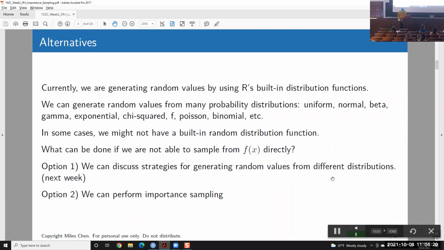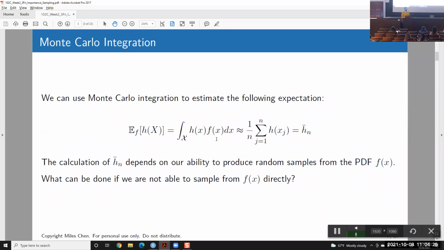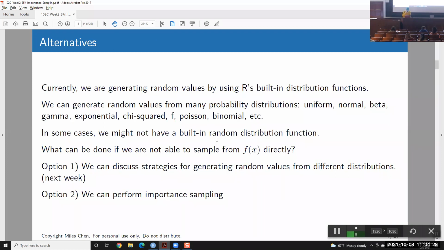The problem we sometimes run into is that we're not able to sample directly from some function f. The solution is importance sampling. We're going to say, I am not able to sample from f directly, so I'm going to sample from some other distribution. The other option is to figure out some way to sample from f directly. We have a bunch of distributions built into R, and we've been using those so far. But what if we want to sample from something that's not one of these built-in distributions? We'll take a look at that next week.